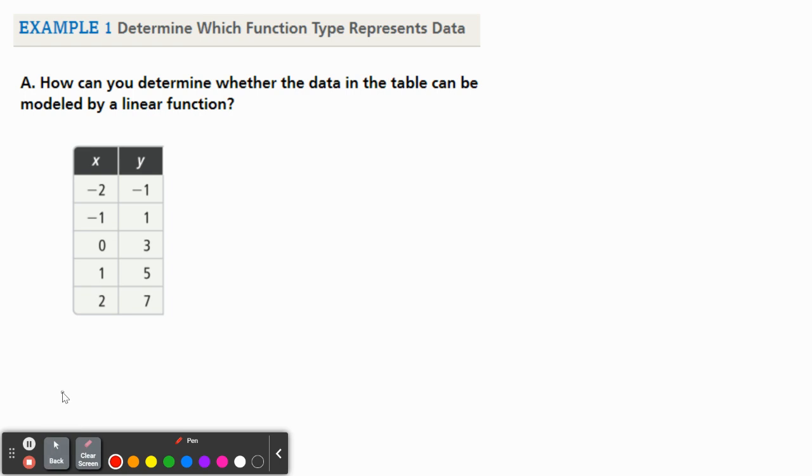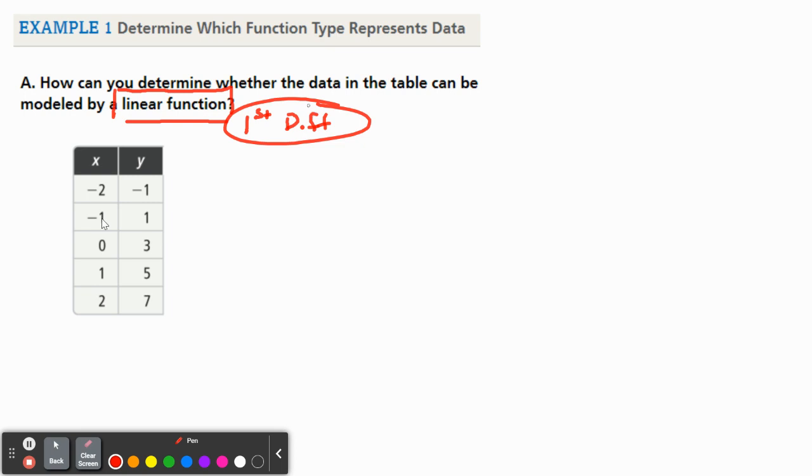Okay, so this one says, how can you determine whether the data in the table can be modeled by a linear function? In this table, we're going to focus on showing that this is a linear function. When you are doing the problems for Savvas, they will not tell you what type of function to show. They'll just ask you, is this a linear, exponential, or quadratic? So when you look for a linear function, what we are looking for is constant first differences in the y's. So I'm going to write down first difference. We are looking for the y's to change consistently. When the y's change consistently, that is going to be a linear function.